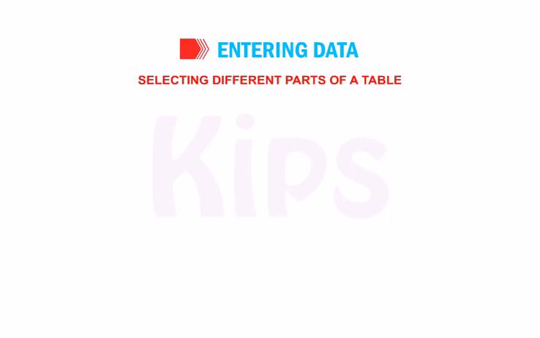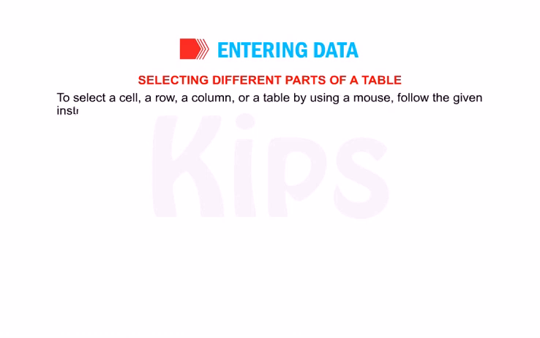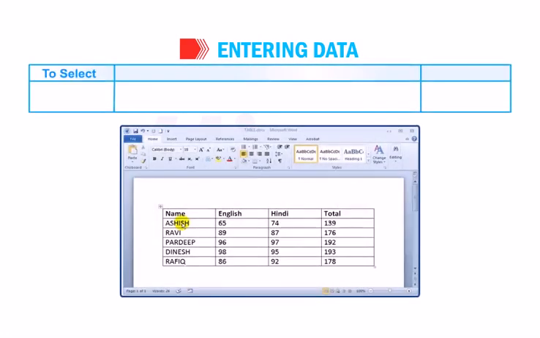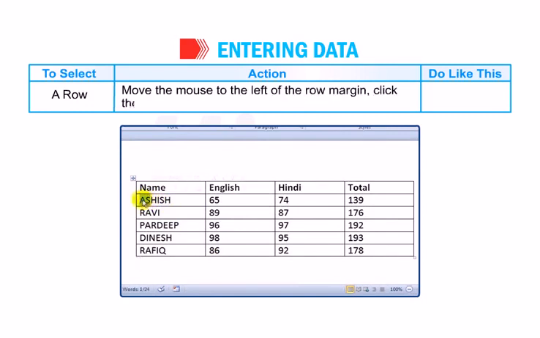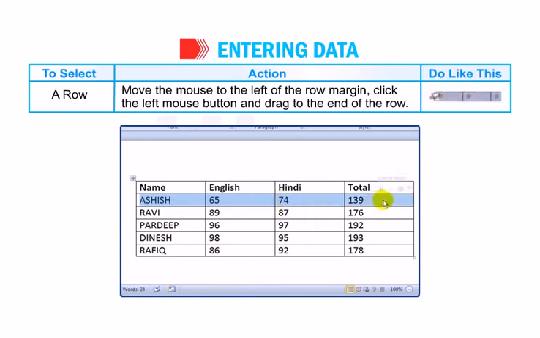Selecting different parts of a table. To select a cell, a row, a column, or a table by using a mouse, follow the given instructions. To select, action, do like this. A cell, click on the edge of the cell. A row, move the mouse to the left of the row margin. Click the left mouse button and drag to the end of the row.